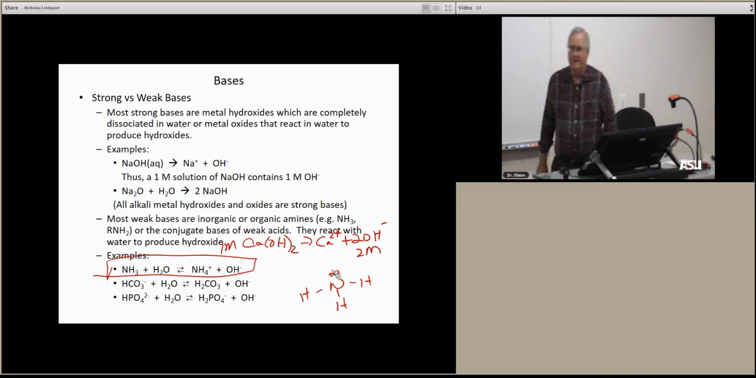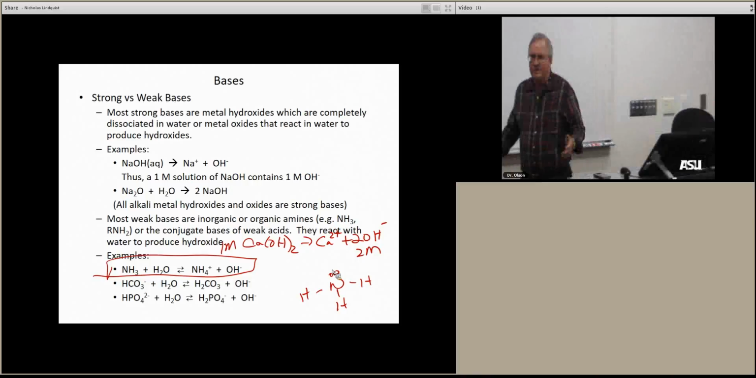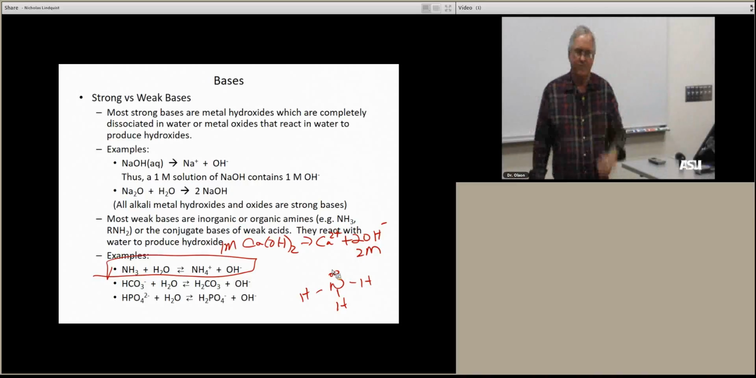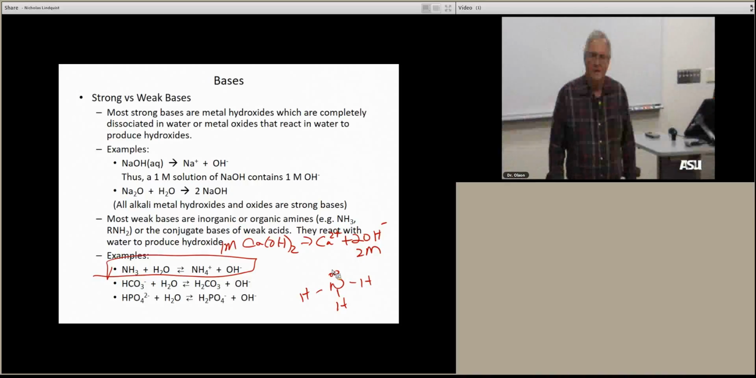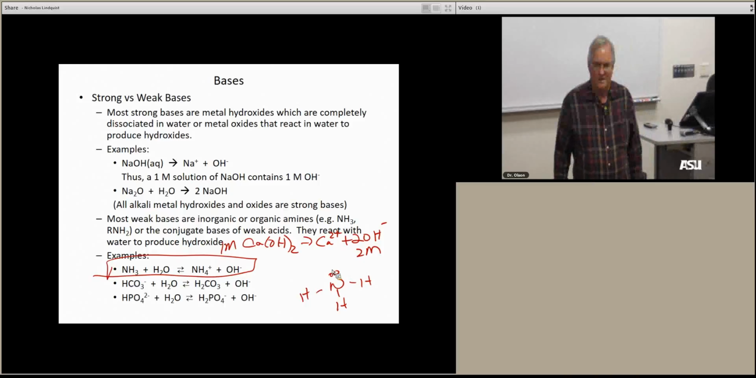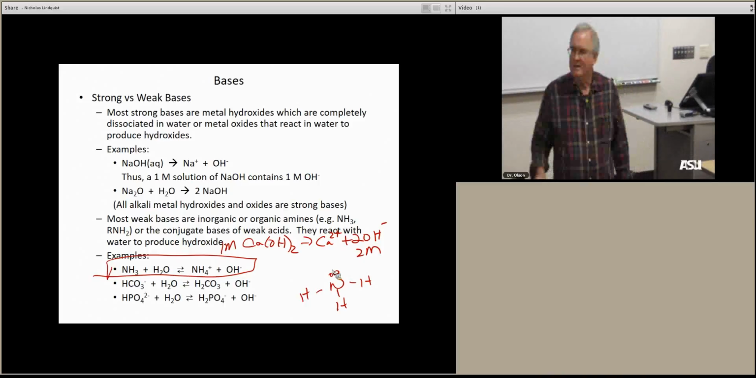That's the electron dot structure for ammonia, right? It's got 3 N-H bonds, and then it's got a lone pair of electrons on the nitrogen. What does that lone pair of electrons mean? It takes one of the hydrogens off of the water.